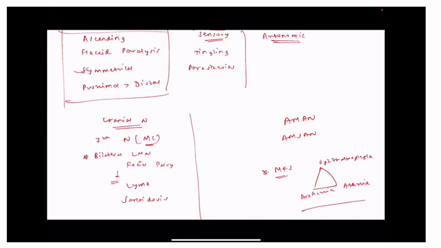Cranial nerves: most commonly the 7th cranial nerve is involved. Bilateral kind of a facial palsy is seen. This is seen in around 50% of the cases in our Landry GBS. And other places where we get a bilateral facial palsy are Lyme's disease and sarcoidosis. Apart from that, I told you the triad of Miller-Fisher syndrome and Miller-Fisher syndrome antibodies, GQ1.